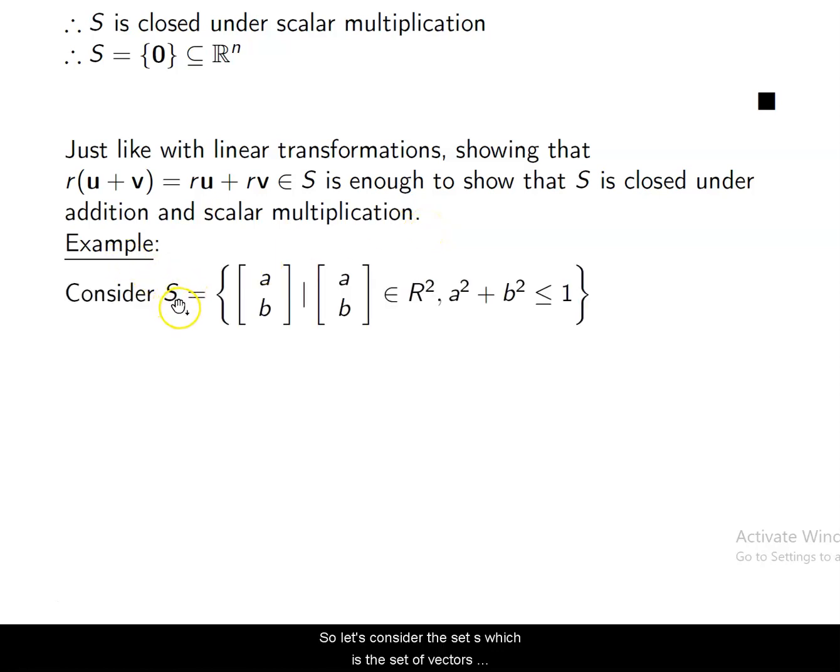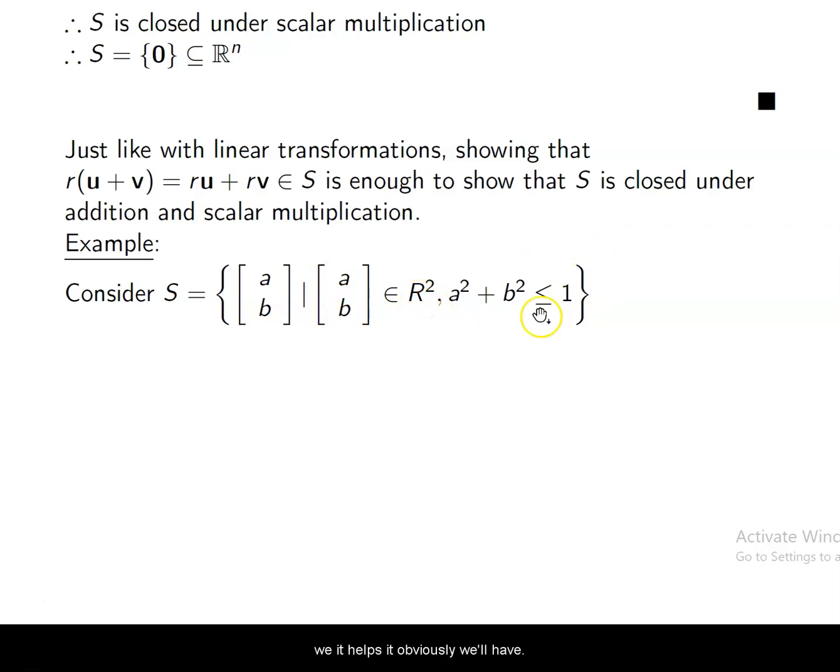So let's consider the set S, which is the set of vectors (a, b) in R2. So these are things in R2. As you can see, they're vectors that have two elements, such that a squared plus b squared is less than or equal to 1. So what this means geometrically is that they are within the unit circle, right? Because these are what things inside of a unit circle look like. But we don't really need to know that in order to show whether or not this is a subspace of R2 or not.